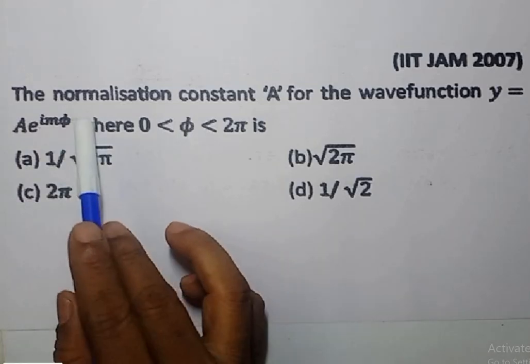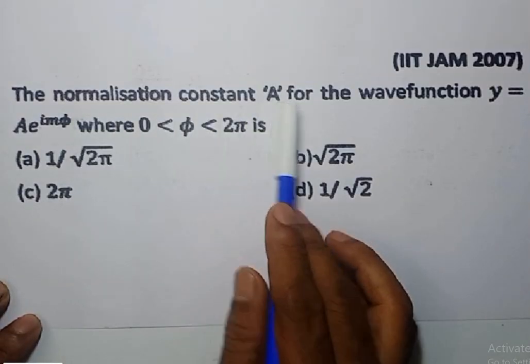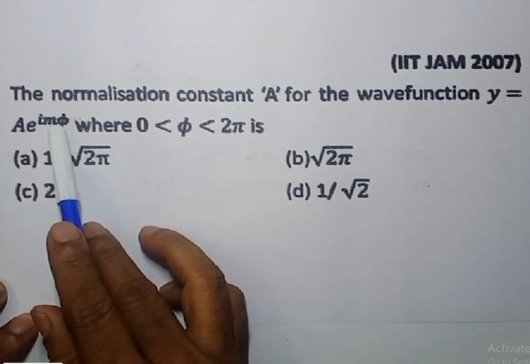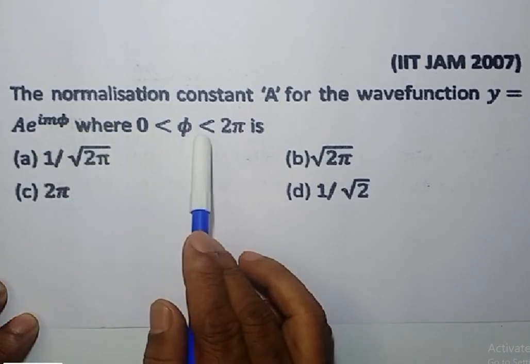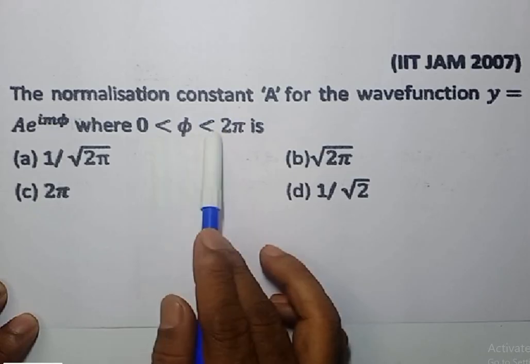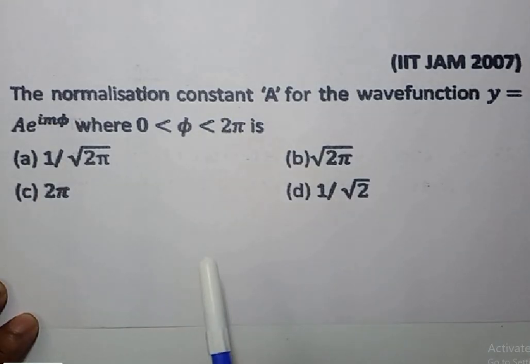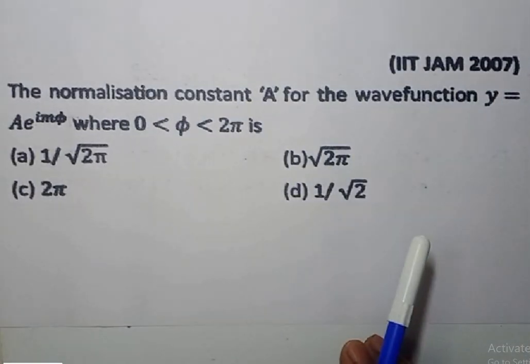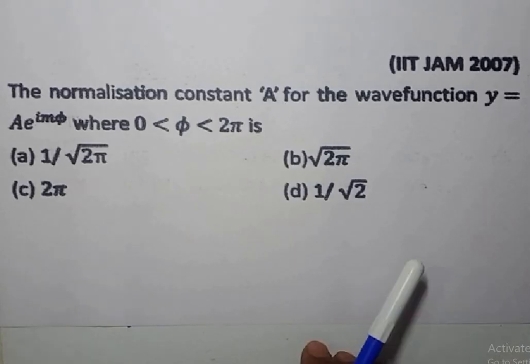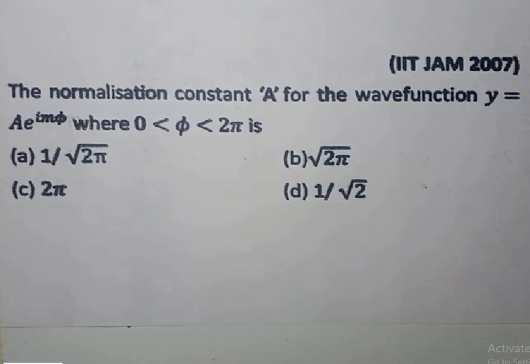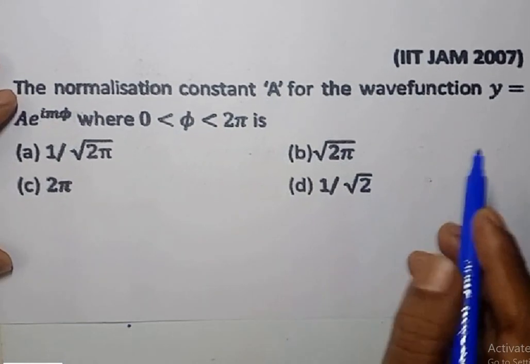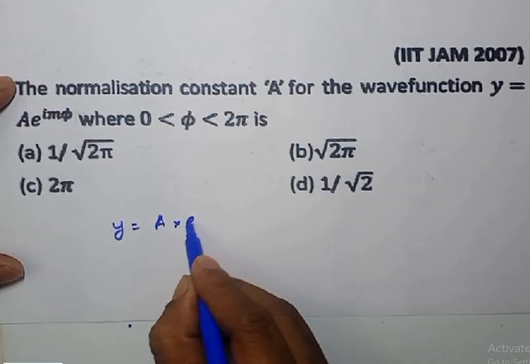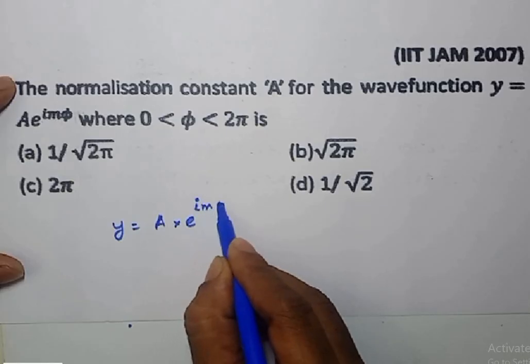The normalization constant A for the wave function psi equal to A into e power i m phi, where the limit for phi is 0 to 2 pi. We need to find out the normalization constant, and this question appeared in JAM 2007. So the wave function is given as psi is equal to A into e power i m phi.